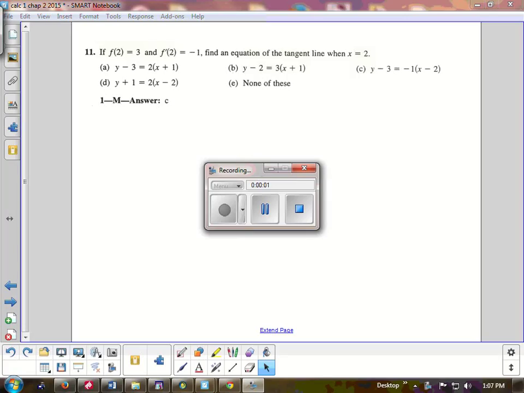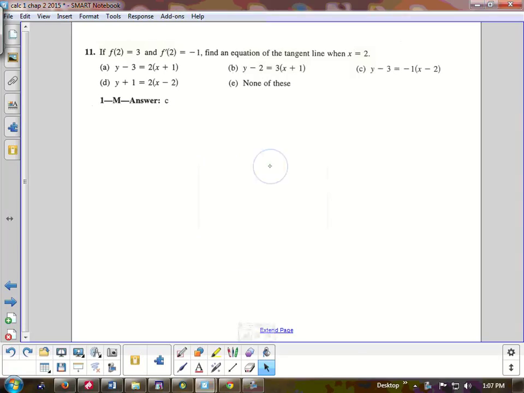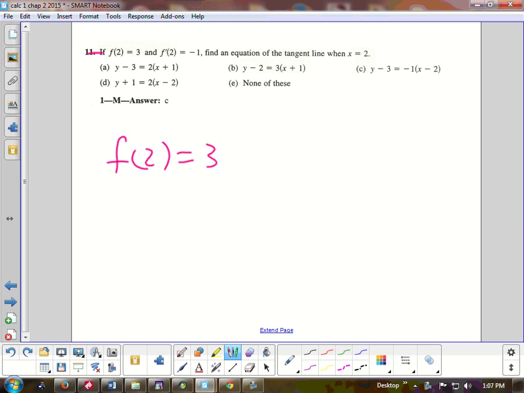Okay, so this is the second half of 2-1's lesson. We're looking at questions like question number 11. It says if f of 2 is 3 and f prime of 2 is 1, find the equation of the tangent line when x is 2. So it wants you to make a tangent line.